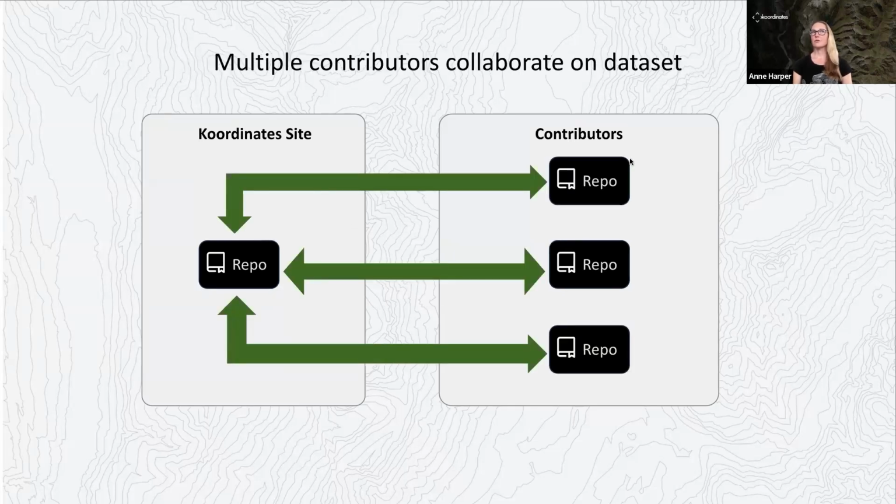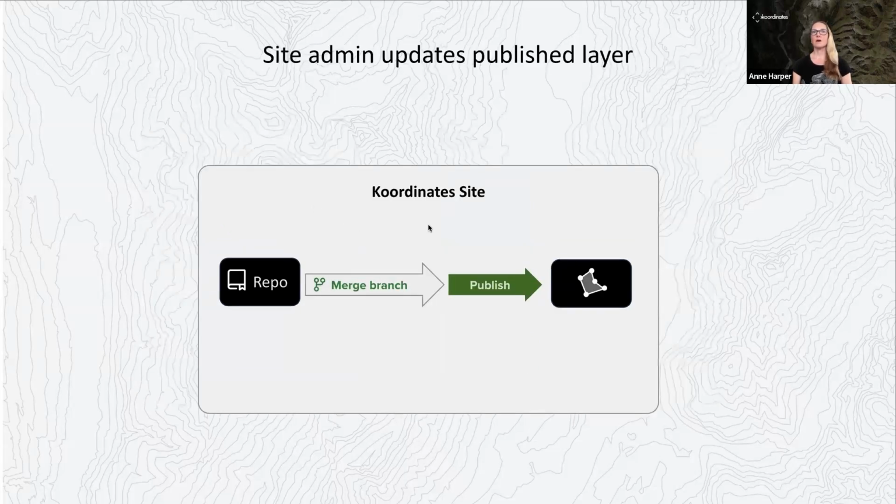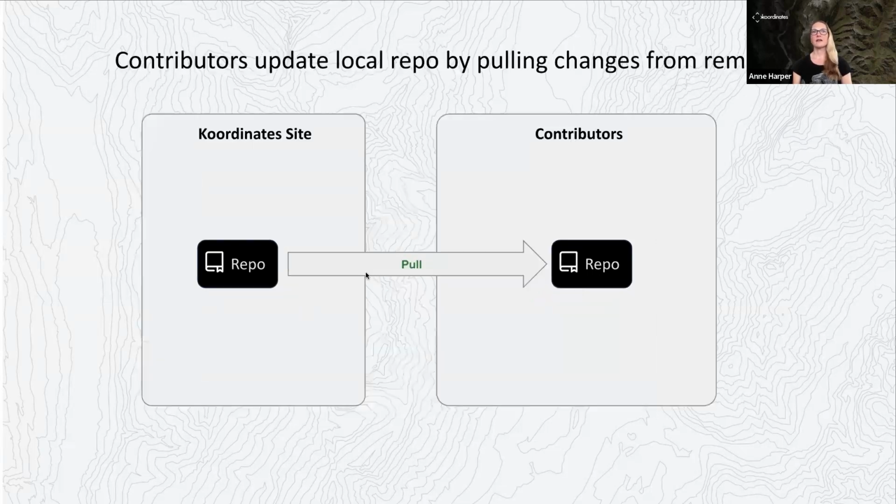The other key thing is you can also have multiple contributors all collaborating on the same data set. So many people, several branches, and they're all pushing them up to Coordinates so that the site administrator is able to choose what order they merge them into the master copy. Once the site administrator has merged the branches into the data set to make it completely up to date as they like it, they can then publish it out for everybody to use. Your contributors will then come along and pull down all the updates.